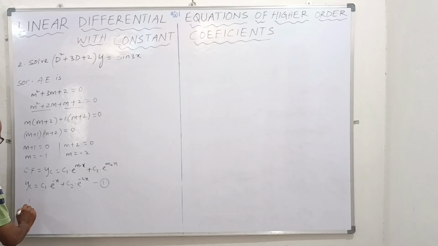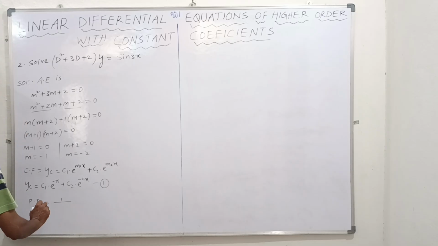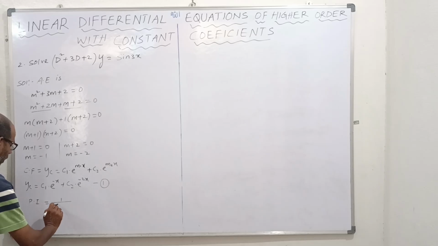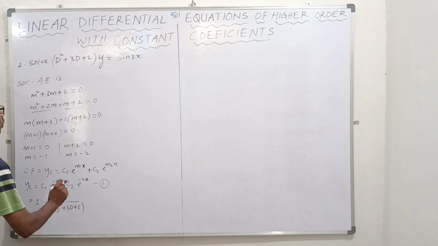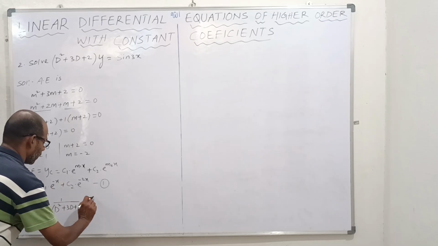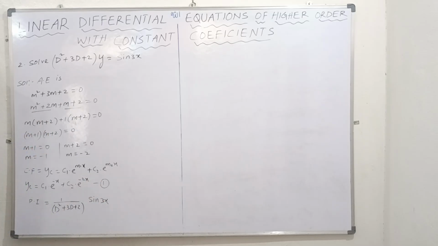So PI is equal to 1 by D square plus 3D plus 2 into sine 3x. That is the thing we have to do to find the PI.